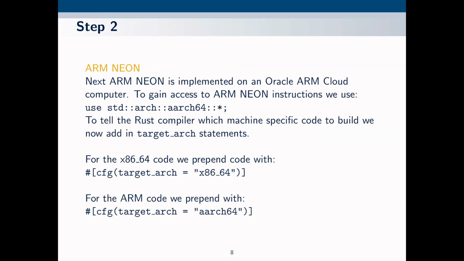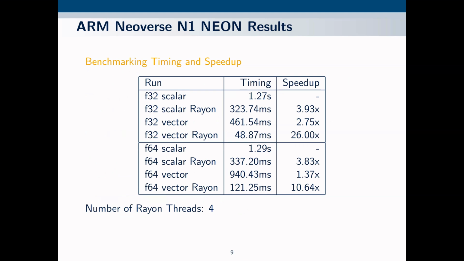Next up, I have access to an Oracle ARM cloud computer, so we add in the Neon version of our GEMM code. At the top of the code, again, we're using std::arch::aarch64 this time to get the Neon instruction set. But because I'm wanting to use a single code base for both architectures, we've got these two cfg target_arch lines here, and we put these before each of the functions that are specifically targeting an architecture. So when we compile, the compiler knows which code to use and which to ignore.